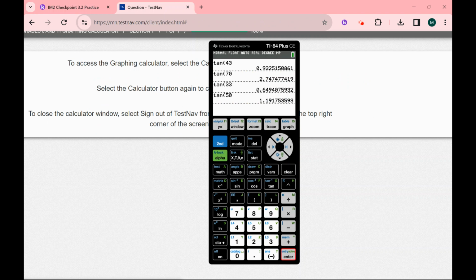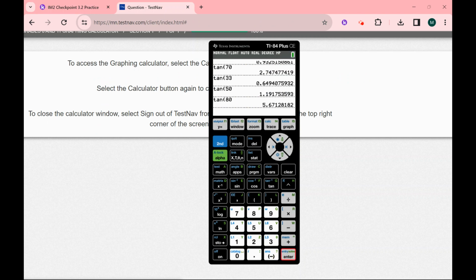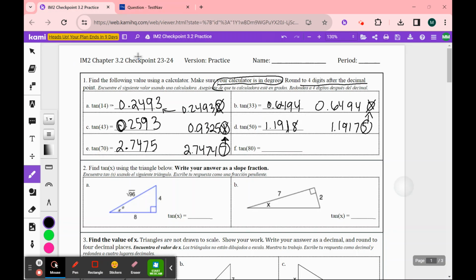Okay, tan of 80. That's 5.67128. And the 8 makes me go up, so the 2 becomes a 3. 5.6713.